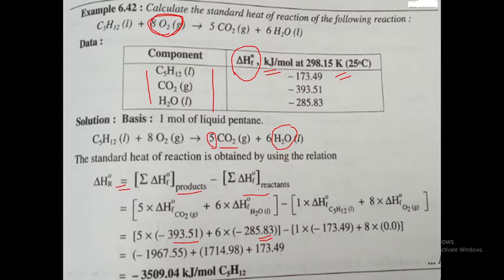Okay. Next we are going to concentrate on the reactants. What are the reactants as per the reaction? C5H12, this is liquid pentane. Here the liquid pentane stoichiometric coefficient is 1. So 1 into the standard heat of formation of C5H12, plus how many moles of oxygen are reacted here? 8 moles, right. 8 into the standard heat of formation of oxygen.